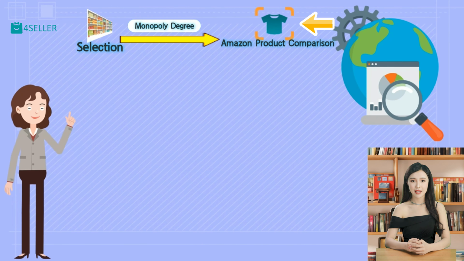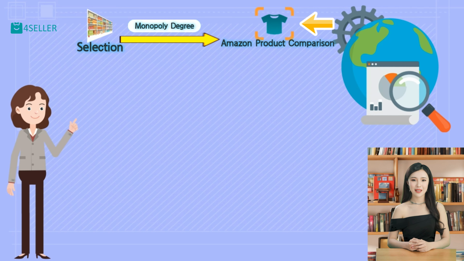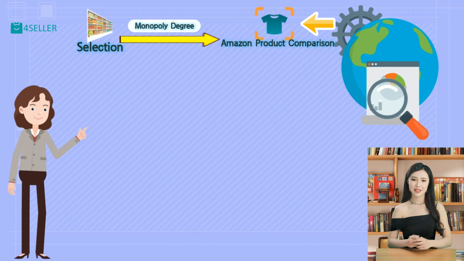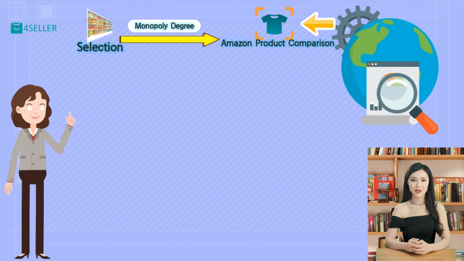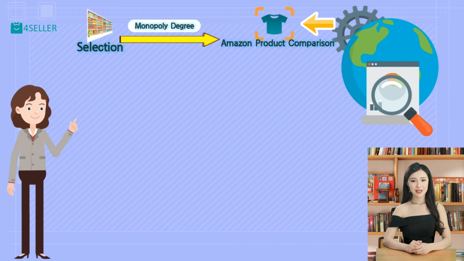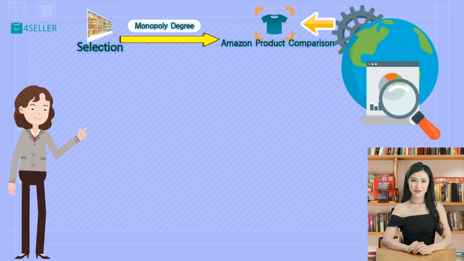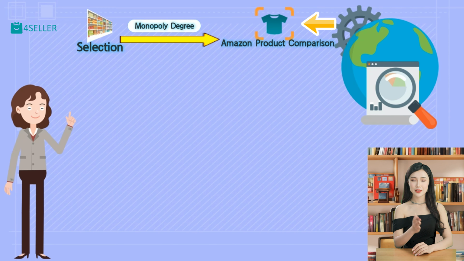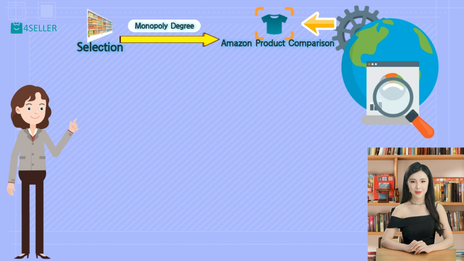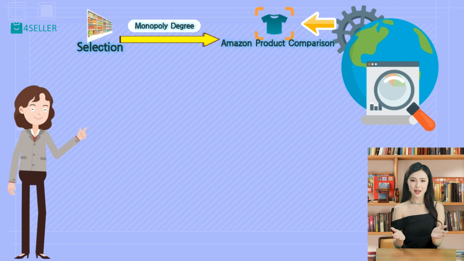Use the Amazon product comparison tool to quickly and accurately compare the features of similar products, which will assist Amazon sellers in conducting market research and developing effective marketing strategies. This will help you choose the best product and comprehend the level of market competition.